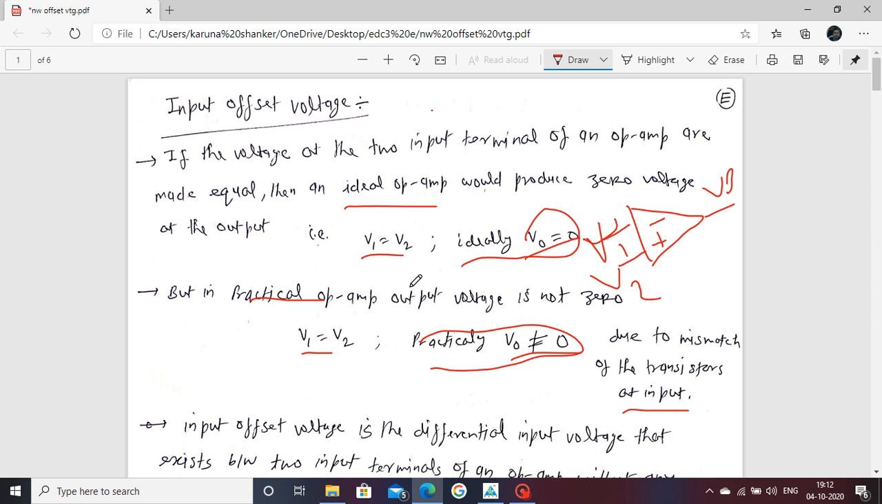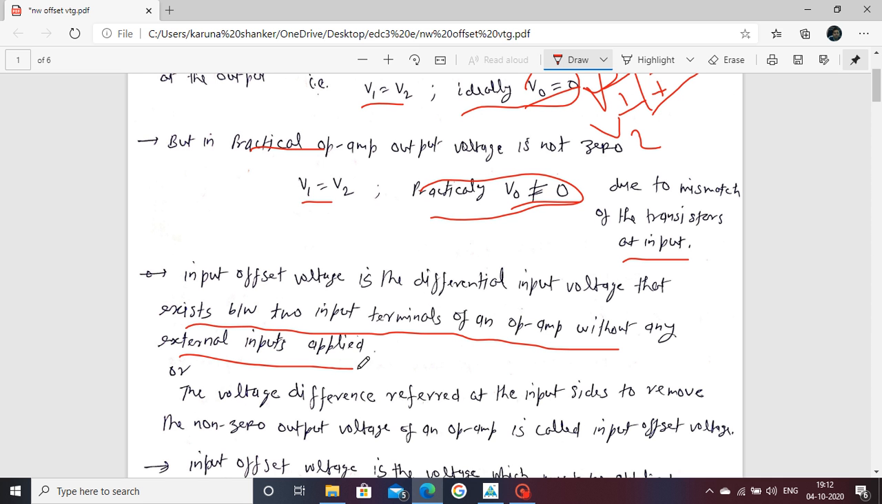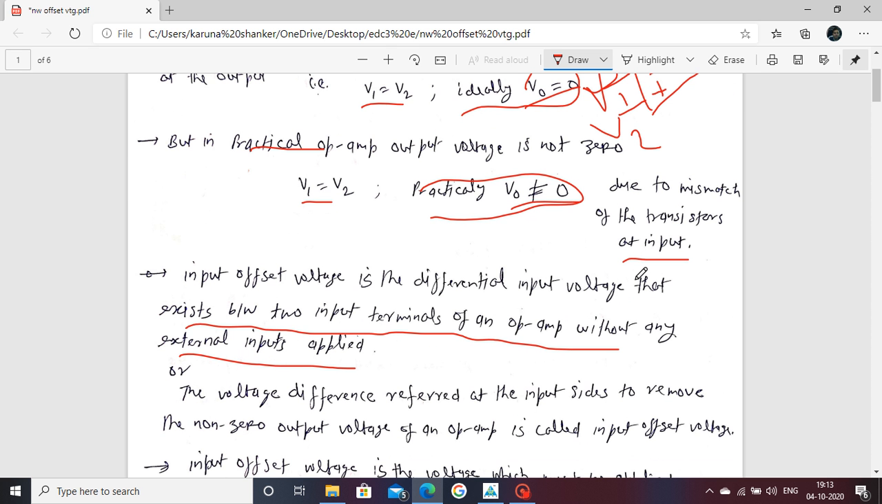Now the definition of input offset voltage: input offset voltage is the differential input voltage, meaning the difference between these terminals, that exists between the two input terminals of the op-amp without any external input applied. It means the difference between the inverting and non-inverting, or negative and positive, terminals without any external source applied. That potential difference is called the input offset voltage.